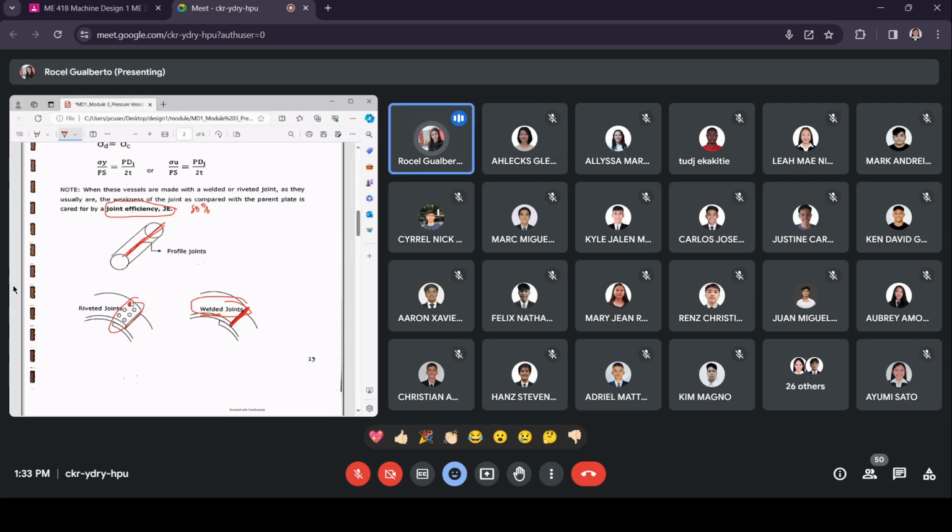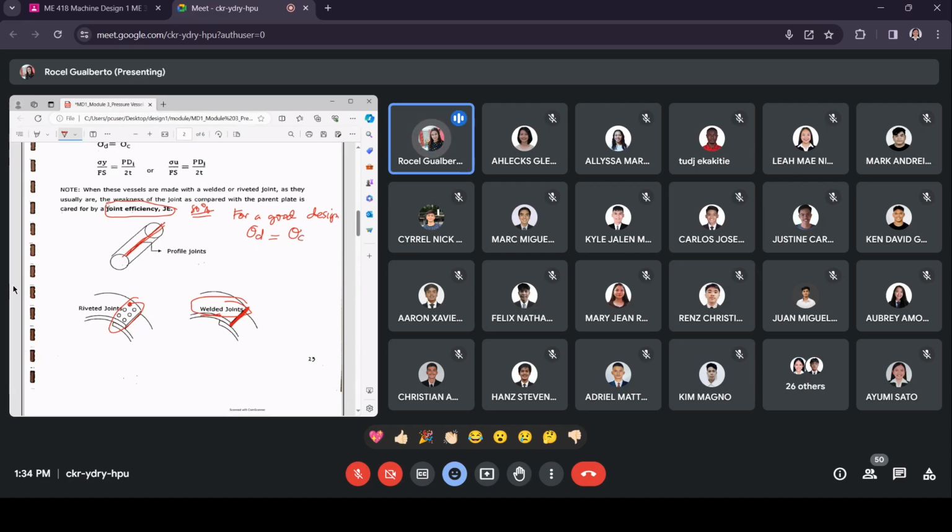These two account for the efficiency of your joints, so we have to account for this now in our design. Earlier we said we equate the design stress to the induced stress of the material, so the design stress equals the circumferential stress.